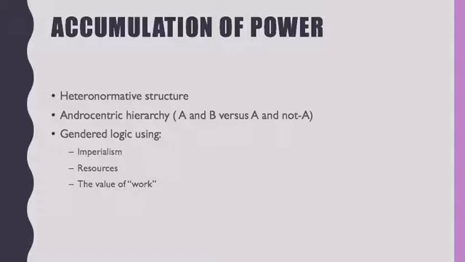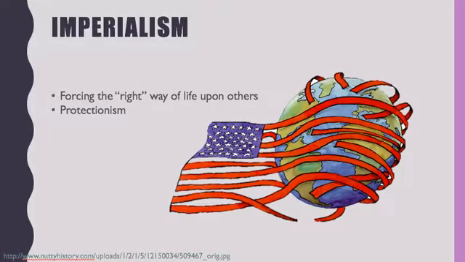Societies acquire power by implementing gendered logic on imperialism, exploitation of resources, and giving certain value to different types of work. Imperialism is the practice of forcing what one believes to be the right way of life on other people. Instead of recognizing the disrespectful nature that may come with trying to homogenize societies, imperialism is often projected as helping the other nations.